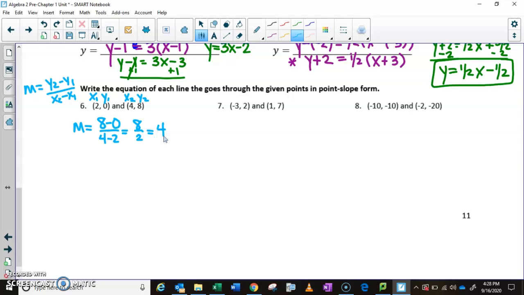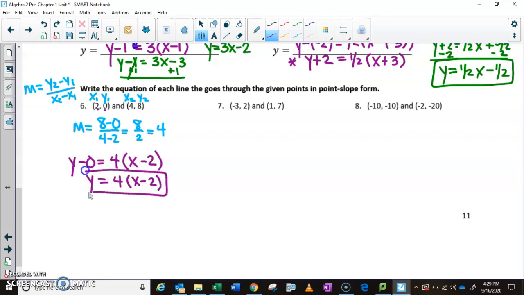Now that I have the slope, I'm going to use the slope and one of the 2 points. It doesn't matter which point that you choose to write your equation. It will not make a difference. So if I choose the first one, I'm going to have y minus y1 of 0 is equal to my slope times x minus x1 of 2. So that would be my first option. And of course, I can clean that up. Y minus 0 is y. So in point-slope form, that would be one option.